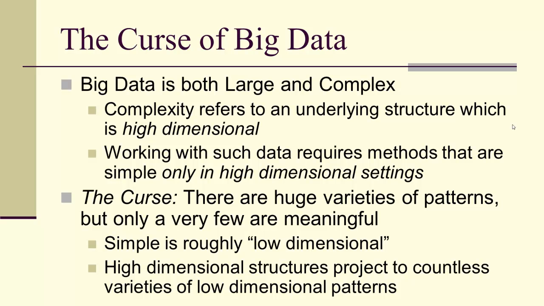So what this means is that the curse of big data, in layman's terms, says that you can find pretty much anything in a big data set. Sort of analogous to this idea that you can find any number in the digits of pi. So the curse of big data is that you can find anything. However, the things that are valid predictions are few and they're not easy to find.